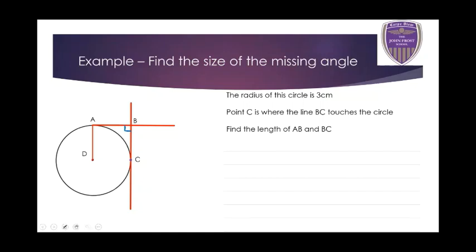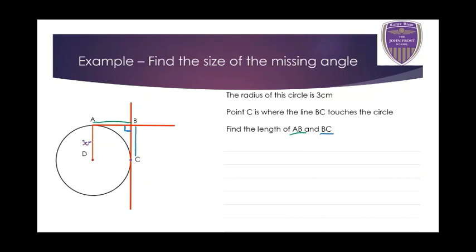So let's color code this. AB is this line, and we're also trying to find BC, which is this line. And we're told the radius of the circle is 3 centimeters, so let's just finish labeling this up. 3 centimeters. Well, first things first, what other lines can we draw in to sort of complete this picture?